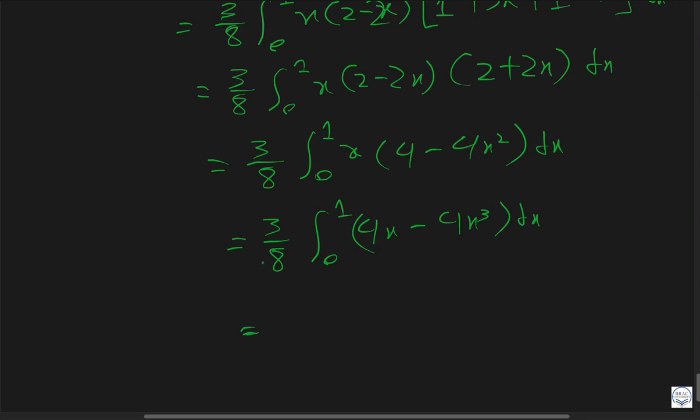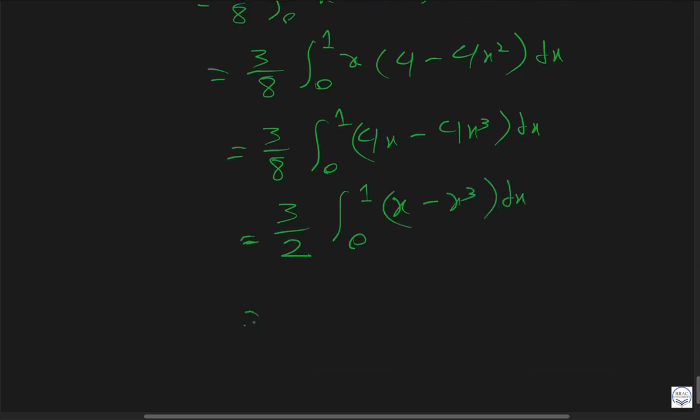So let's just simplify this. We have 3 over 2, because 4 times 2 is 8. So the integral from 0 to 1 of x minus x cubed dx.